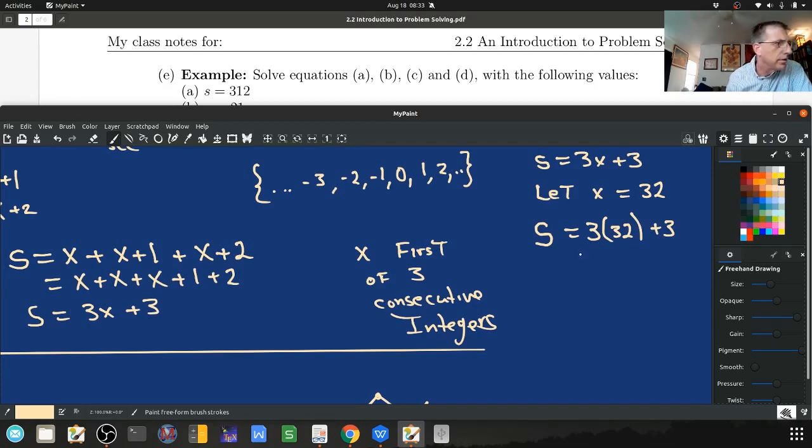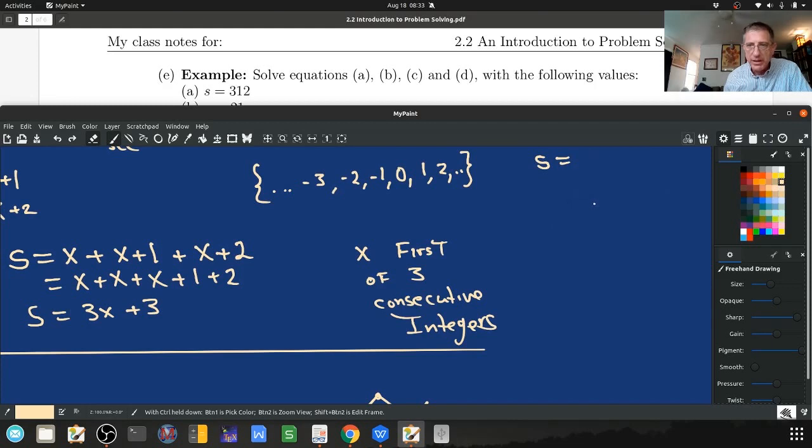Oh, sorry. I made this way too easy. It says solve the equations when S is equal to 32. We're not finding S. We're actually solving for x. So I thought that was way too easy. There we go. We want to find not S, but rather find x when S is equal to 312.